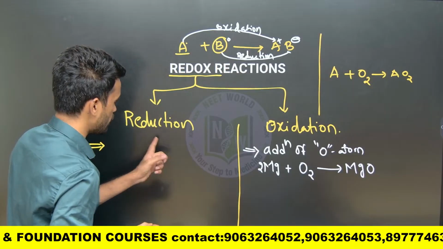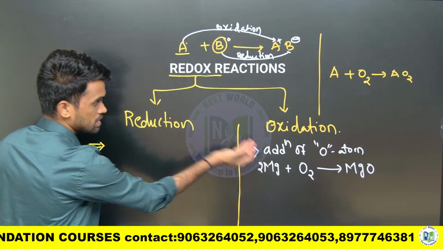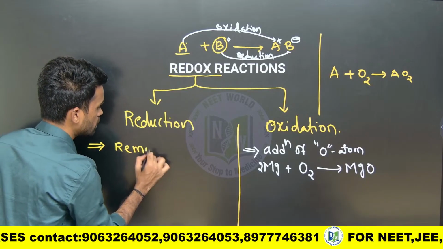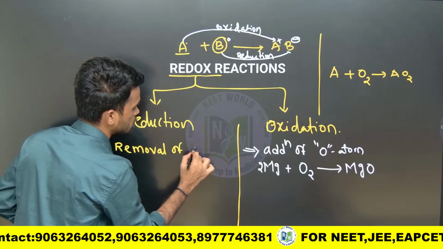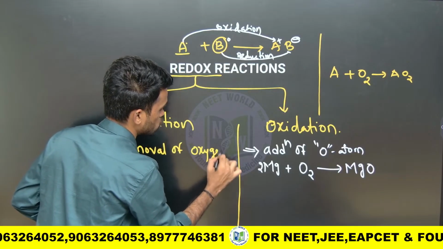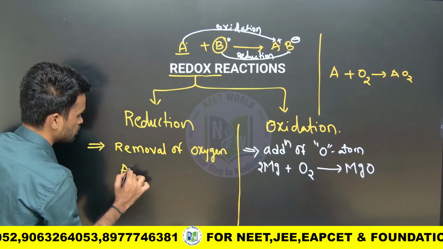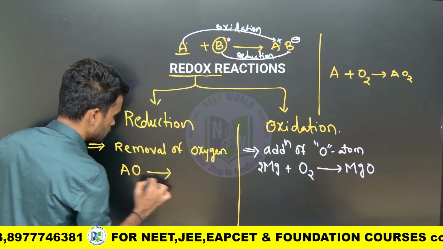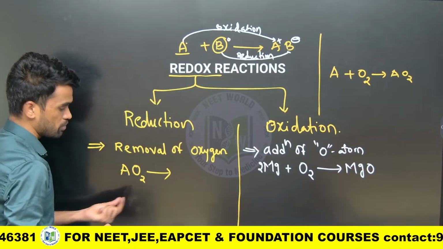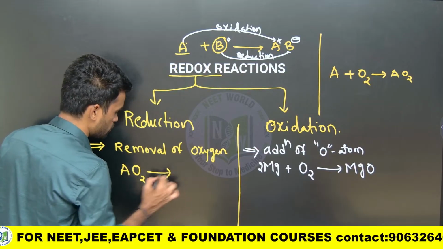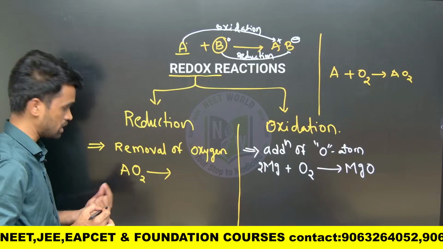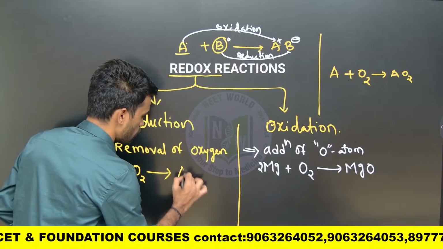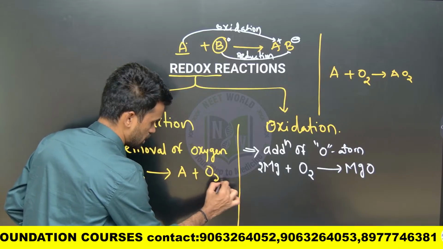Now here, if I say removal of oxygen, the opposite should be reduction. So removal of oxygen is called reduction. For example, I have something like AO, where A is an atom combined with oxygen. From this I am removing oxygen. I can remove either 1 oxygen or 2 oxygen, but you need to remove at least some part of the oxygen. Let us say 2 oxygen atoms are removed from here.